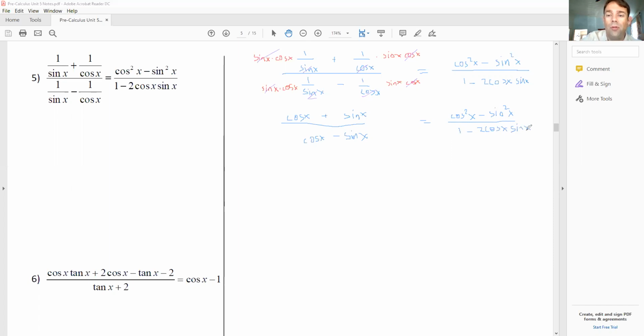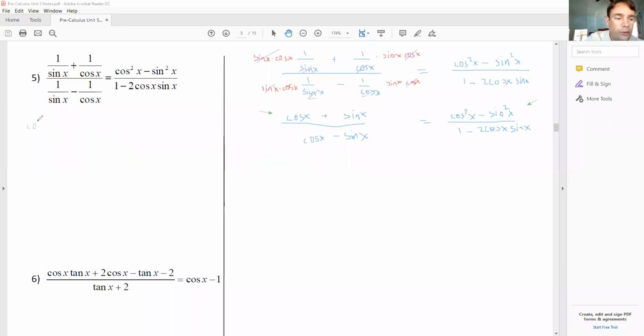So one of the things I'm looking at is my numerators. I notice here I have cosine x plus sine x. Over here I have cosine squared minus sine squared. So eventually at some point in time, I have to figure out how do I make those show up.